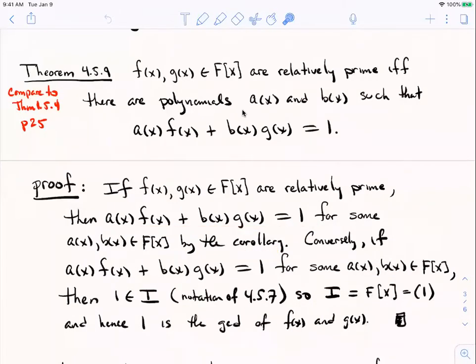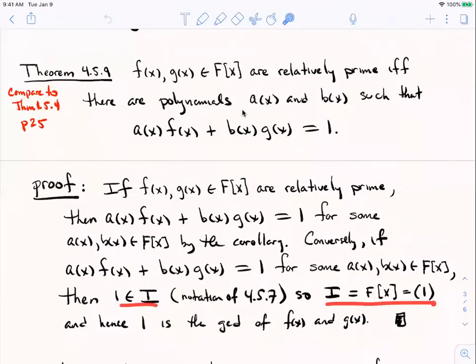Now, the converse is kind of equally done. If you take two polynomials f and g, and you can write 1 as a polynomial linear combination of them, well, then 1 would belong to that ideal generated by f and g. I'm using the ideal I, the same notation as the theorem we proved above, 4.57. Well, if 1 is in that ideal, everything is.